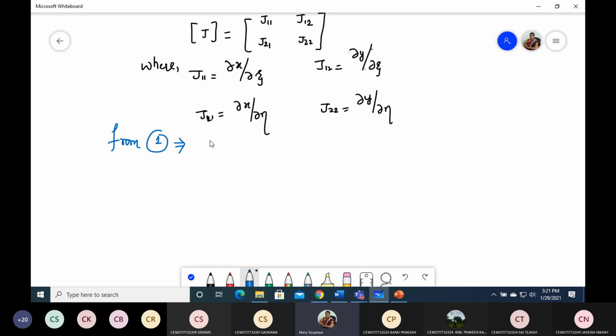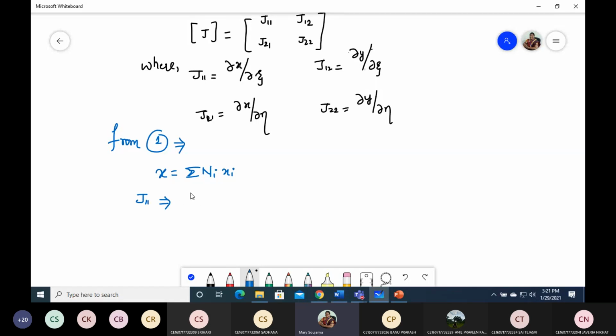What is x? Summation of Ni xi, is it not? Did you have this equation? Yes, ma'am. Right. Now when I have to find out J11, what does that mean?